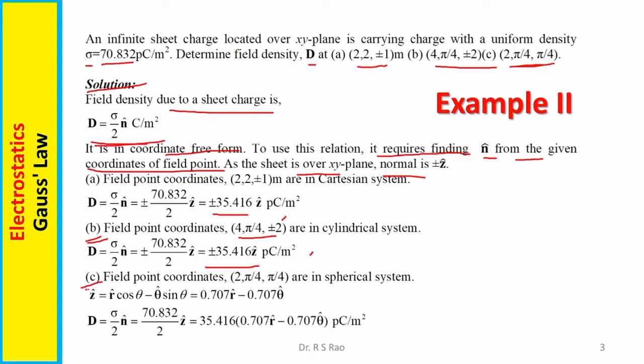Now let us consider the third case. Field point coordinates are 2, pi by 4, pi by 4. These are in the spherical system. So first we have to find out the unit vector along the z direction. Because the sheet is in the xy plane, the direction of the field is the z direction. In place of n, we have to keep unit z, the unit vector in z direction. So from the given data, the unit vector in z direction is r cap cos theta minus theta cap sin theta, which is equal to 0.707 r cap minus 0.707 theta cap. Substitution gives us D.